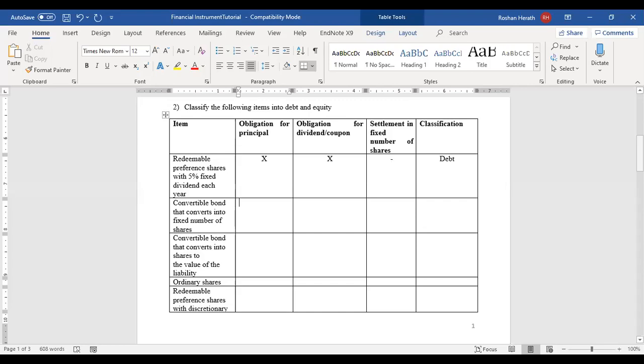So let us take item by item. You may look at item number 2 and let's see. So how about item number 2?